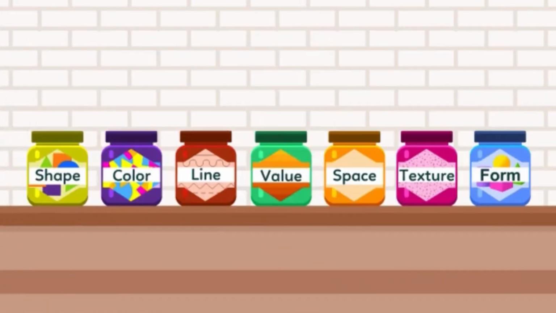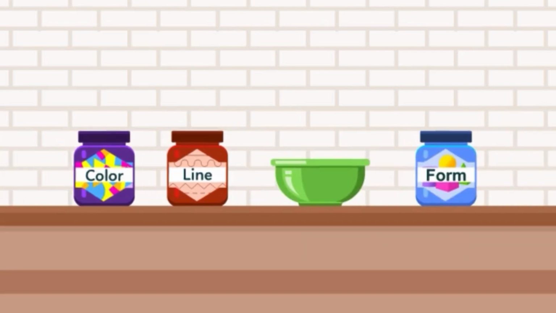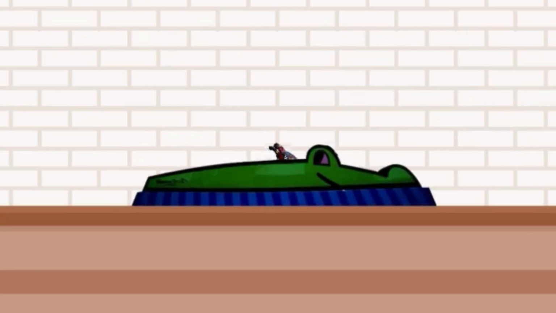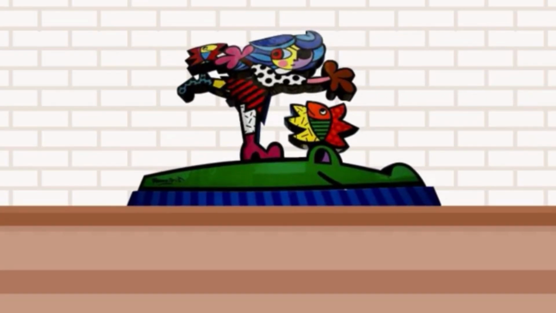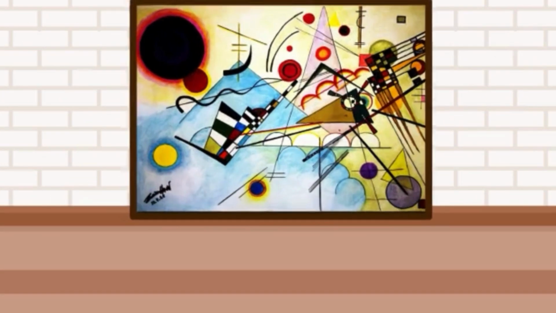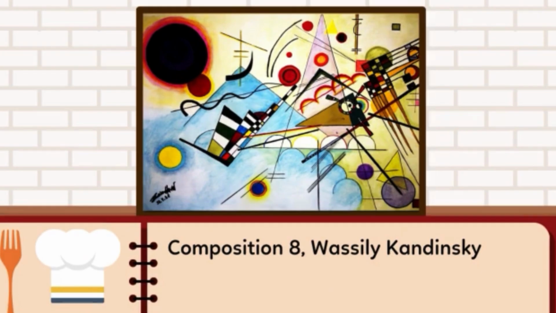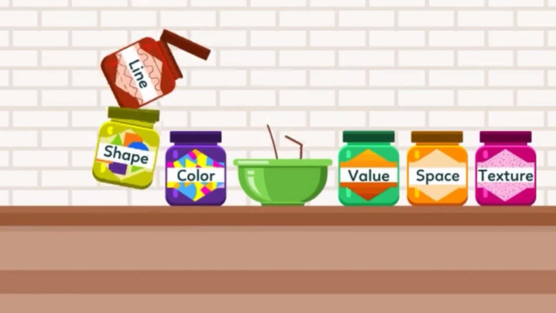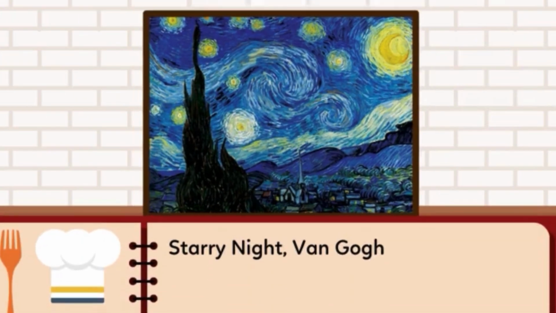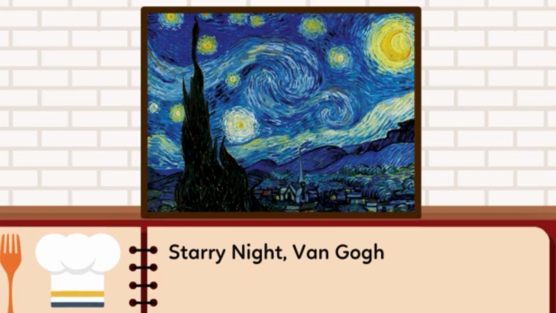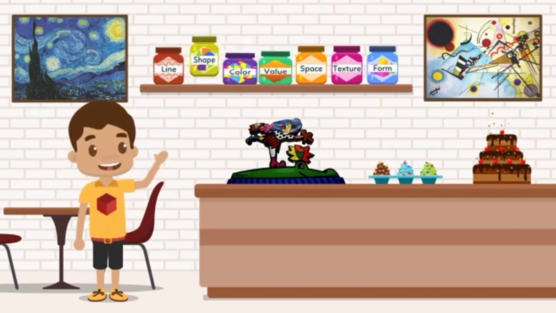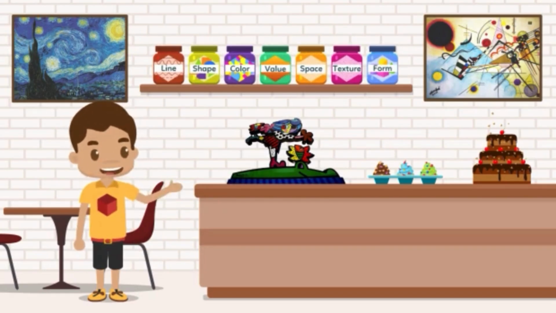It's your turn! Join our art chefs to create your own masterpieces. Start off by pouring line, color, and form to create Romero Brito's flying fish sculpture. Look how cute it is! Next, shake in line, shape, and color to create Vasily Kandinsky's Composition 8. Well done! Finally, stir in line, shape, color, value, space, and texture to create Starry Night by Van Gogh. What a piece of artwork! Now you know the secret to creating a masterpiece. When you use the elements of art, they are sure to give you artfully delicious creations.